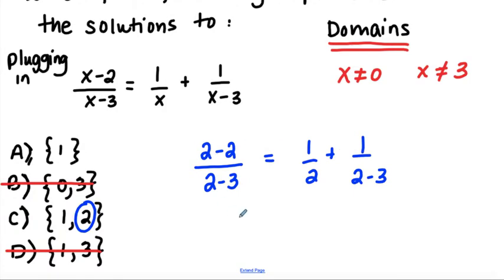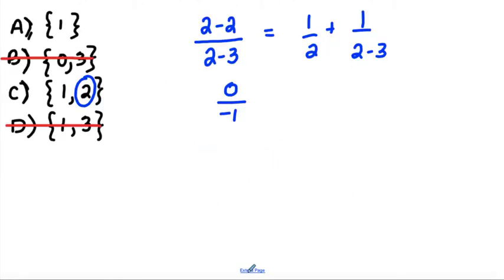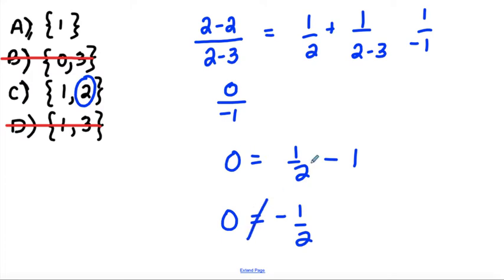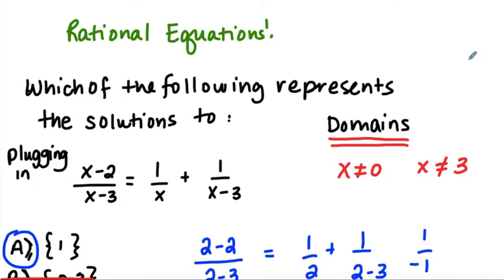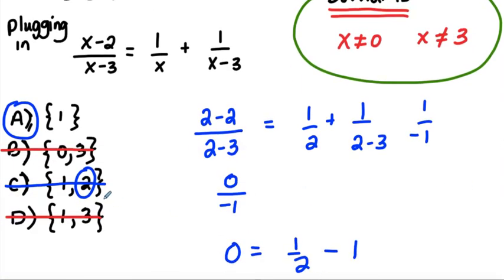All right, so 2 minus 2 on this side gives me 0 over negative 1, which I know if 0 is in the numerator, it gives me 0. And then I've got 1/2. And then 1 all over negative 1 gives me negative 1. So I get 0 equals negative 1/2, which is not true. That is not a true equation. So I can throw out C and my answer would be A. Okay, so this is a really great example of a plug-in question that deals with rational equations. But what did you learn that's most important? Before you even start the problem, you need to write down your domain restrictions and then eliminate based on that.